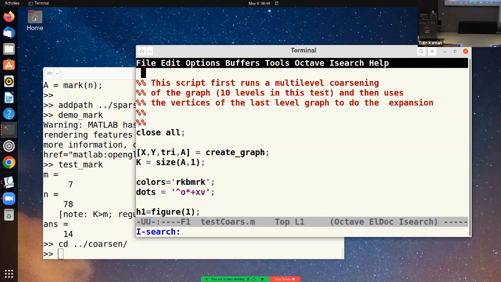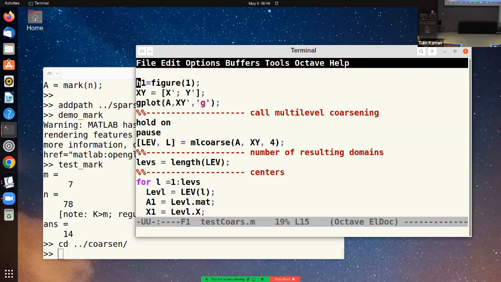All right, I'll just do it. It's actually 4, right? You see it here. It's the number of levels. So let's do that.